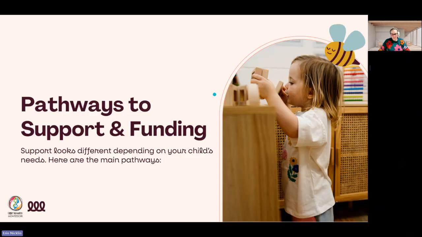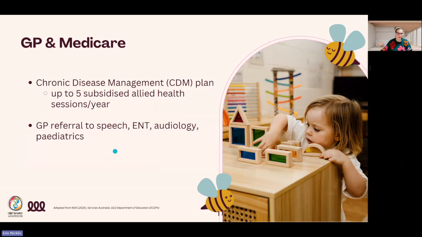So pathways to support and funding. It looks different depending on your child's needs, but here are the main pathways. So we've got GP and Medicare.